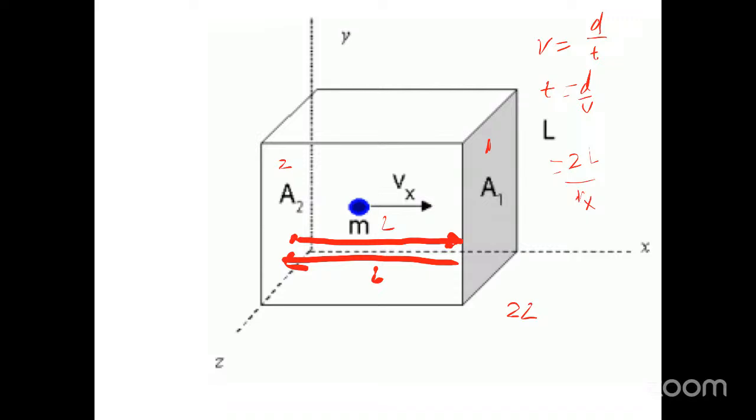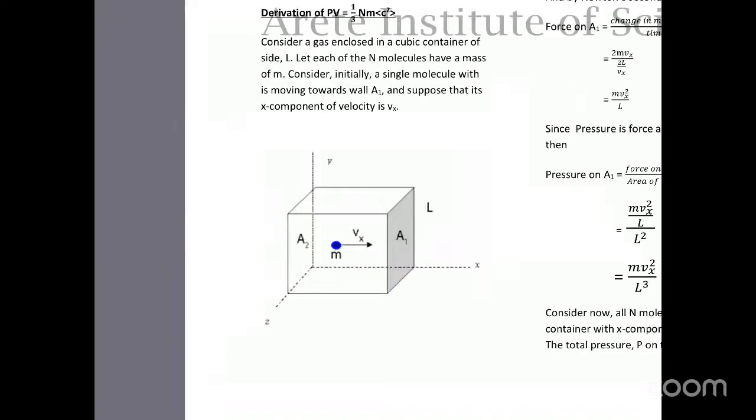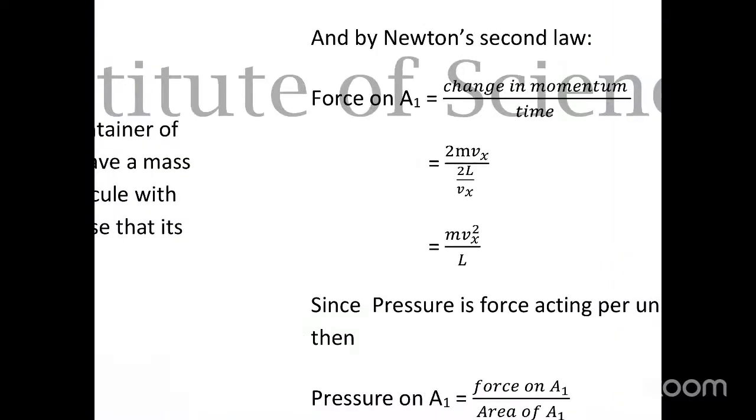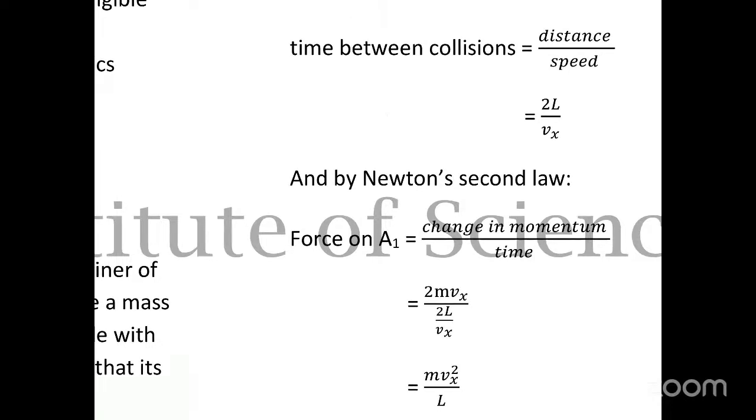That's okay? So now that we know the time, watch what I did. We found the time: distance over speed, that's the time taken. Now we know change in momentum is 2mvx, and I divided by time. If you use a little math skills, you flip up the Vx, you'll get this. What does that tell you? That tells you the force exerted by one particle on the wall.